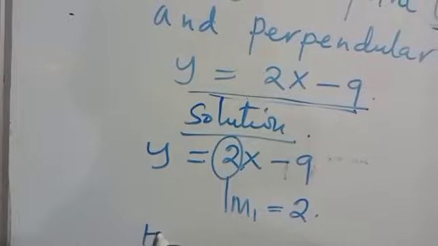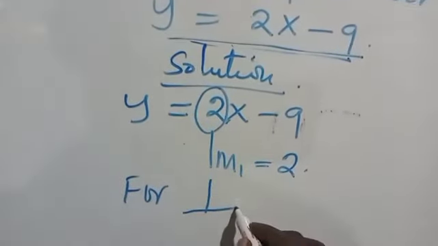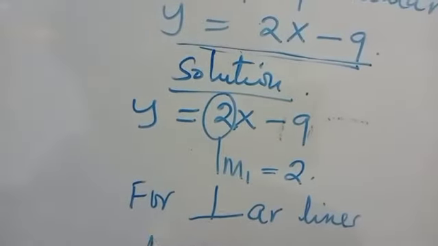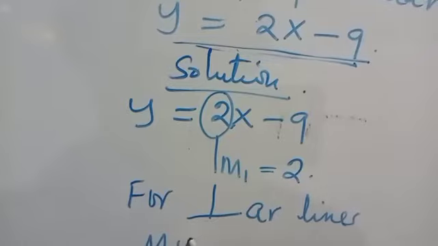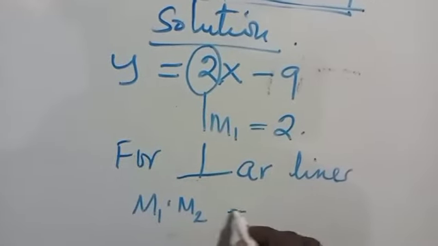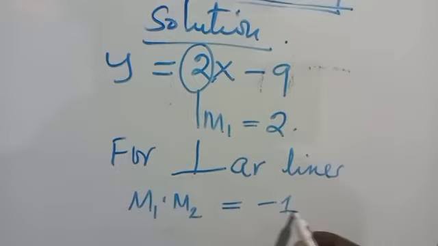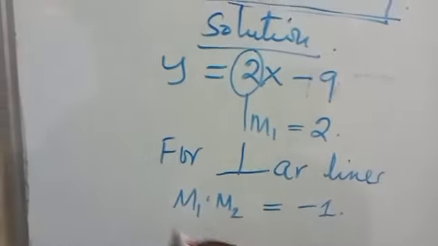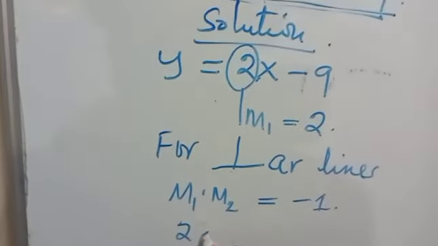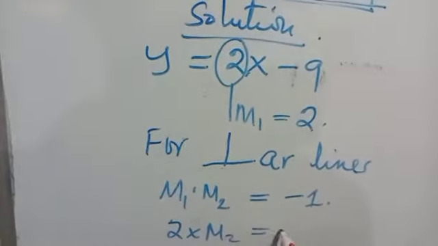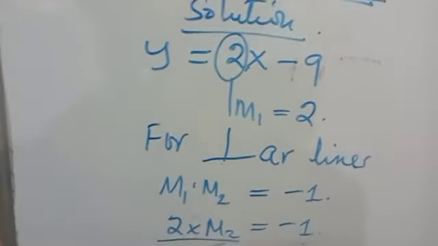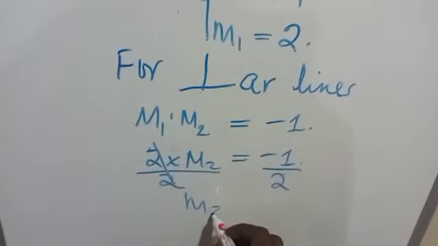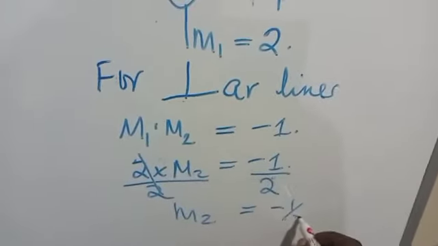But we know that for perpendicular lines, the product of their slopes, m1 times m2, is always equal to -1. Therefore, because we have the slope for line 1, which is 2, we multiply by m2 equals -1. Then we can divide by 2 both sides in order to remain with m2, which is equal to -1/2.